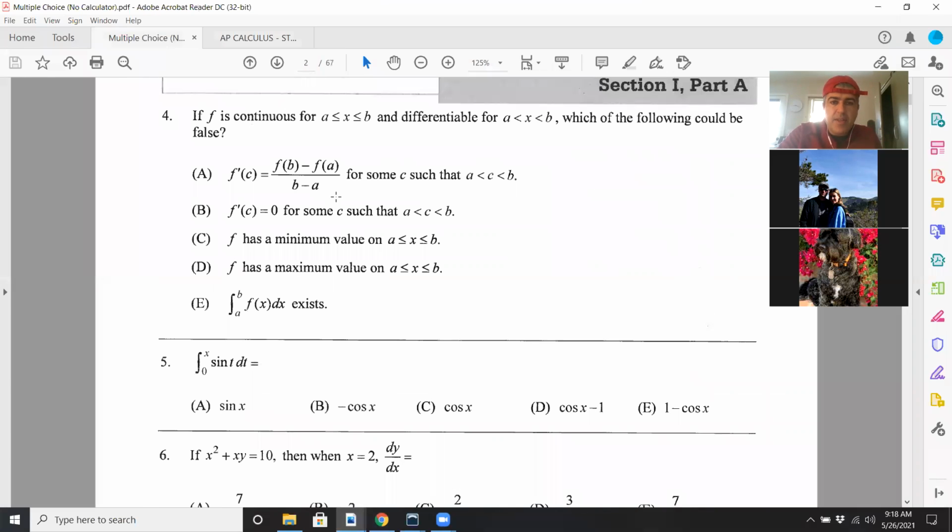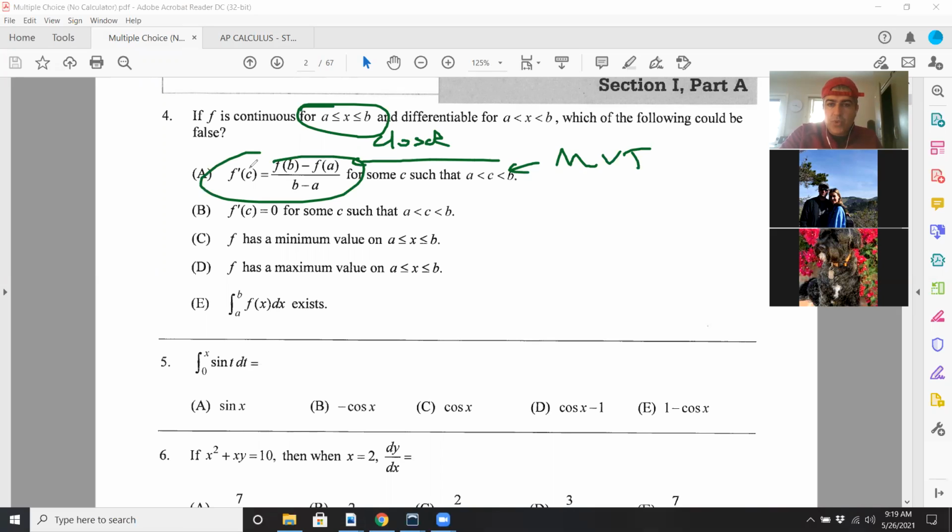So the fact that they're telling us, let's assume something's continuous and differentiable, what am I expecting to happen? I'm expecting the mean value theorem to be true, plus our interval is closed. So first of all, I definitely expect MVT to be true, and that's MVT right there. So that's actually true. We have to pick the one that's false, so I'm going to cross off A.